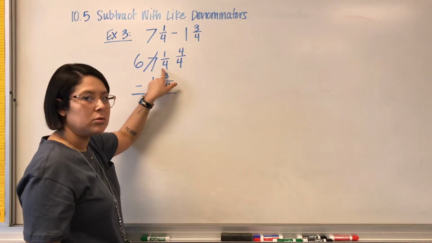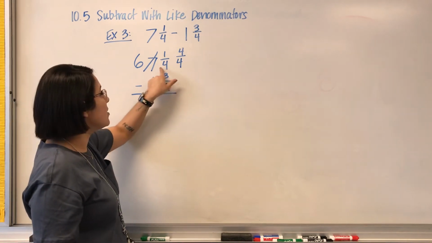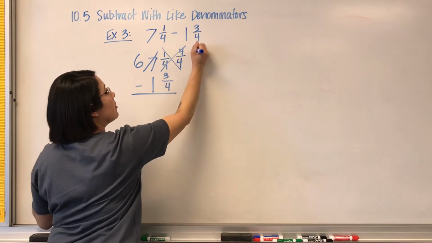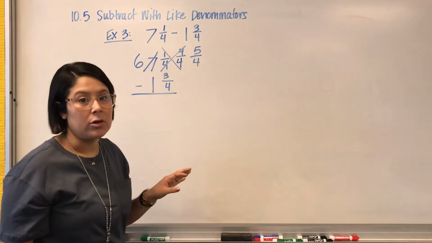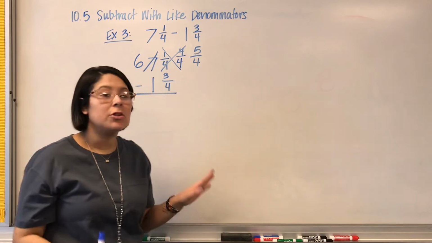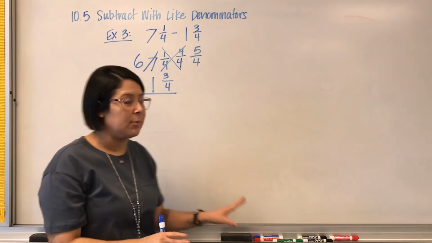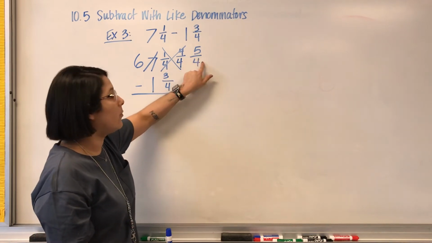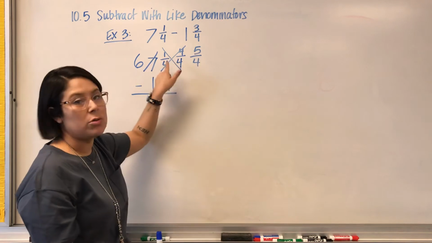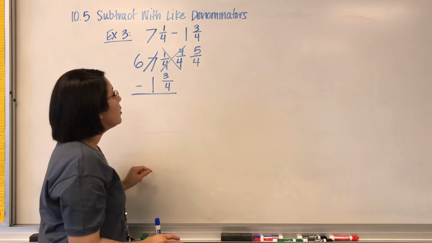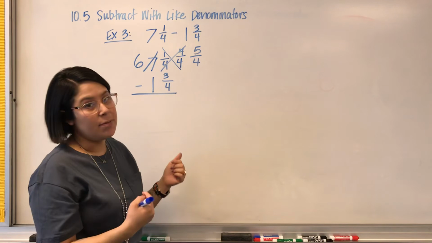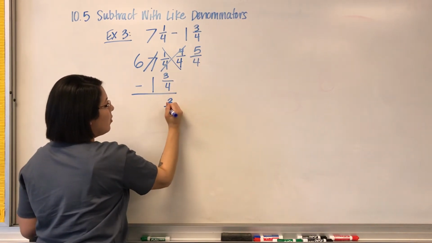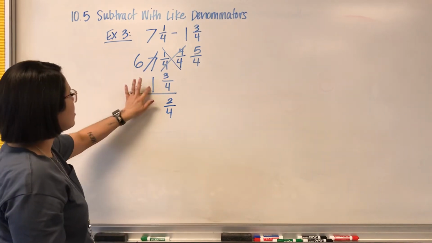What about this one though? Well, I already have this here, so I need to add them together, and this whole thing now becomes 5 over 4. I haven't done any subtraction yet. First, I'm just doing the borrowing and the renaming. I borrowed that 4 over 4, and I renamed it 5 over 4 because of this 1 over 4 that was already there. Okay? So, now the next step is to subtract. 5 minus 3, 2 over 4. 6 minus 1 is 5.